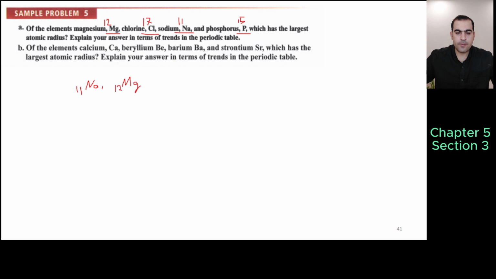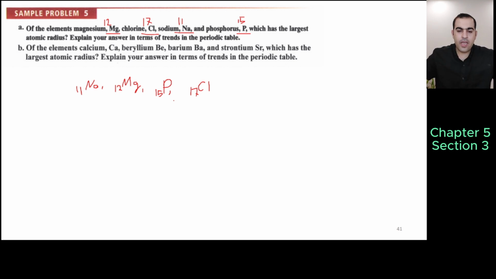After magnesium, according to increasing atomic number, phosphorus comes. Phosphorus is 15. Then chlorine. Chlorine is 17. First of all, as I said, order them according to increasing atomic number. What comes first? Sodium, magnesium, phosphorus, chlorine.